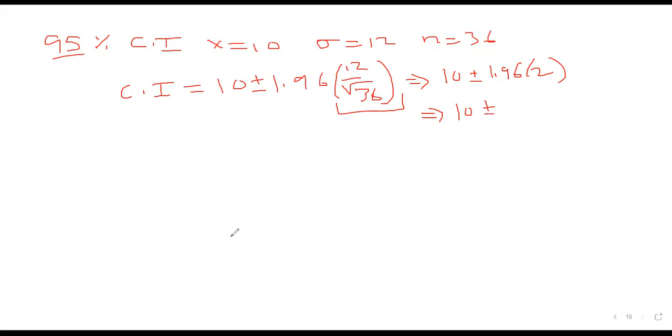Margin of error is what? 3.92. When you apply these two, here we'll subtract and we'll add. So this is called our confidence interval.